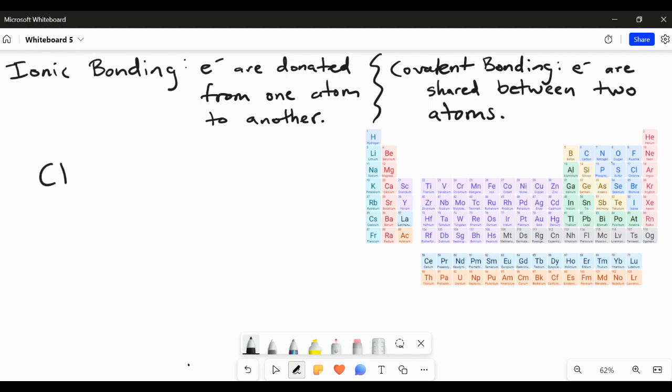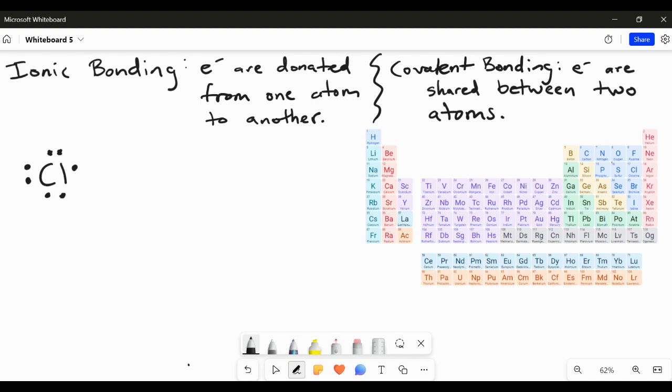So let me just draw a quick Lewis dot structure of chlorine. Now chlorine, it wants to complete its octet. It wants to gain an electron to match what the octet rule says. So ordinarily, it would just gain one from sodium and it would be happy. It would complete its octet. But if there's no sodium around or there's no other metals around, it can't really fully gain an electron in that way. So something else has to happen.